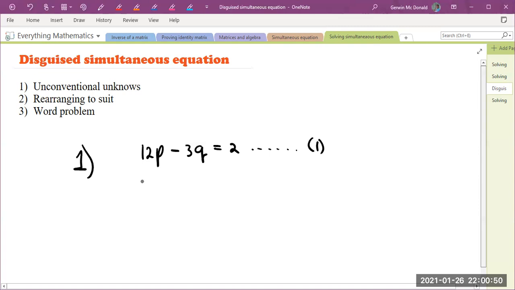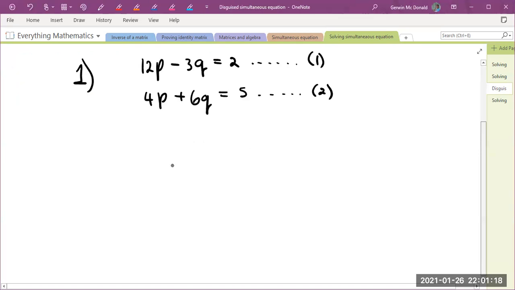And then you have 4p plus 6q is equal to 5. And right away, we are probably accustomed to seeing the x and the y. So some persons may see a p and a q and think, no, this cannot be a simultaneous equation. There's a p and a q, where's the x and the y? And exactly, that's what I'm saying. It does not have to be an x or a y. You can easily get any letter, let's call them unconventional letters. It's based on the scenario that's presented to you.